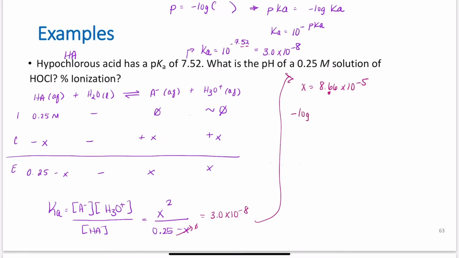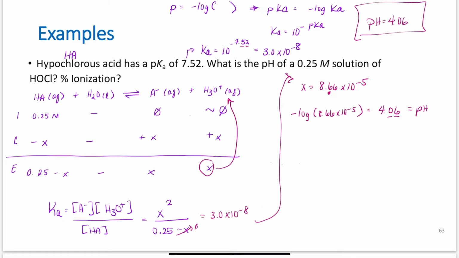Take the negative log of x. Again, x represents my hydronium concentration. And this gives me 4.06, 2 sig figs. So my pH equals 4.06. I've answered the first half of the question.